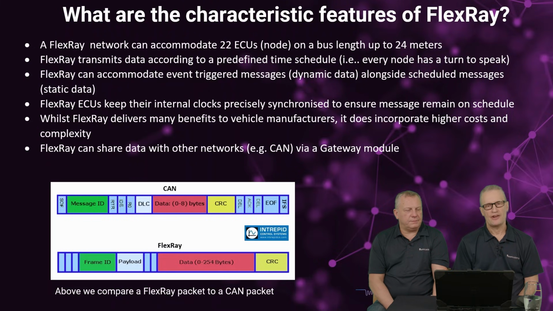FlexRay can share data with other networks, of course. So if we wanted to get something from FlexRay over to CAN, we pass it through the gateway module, the translator, and it shares that information accordingly. And there we have a complete FlexRay packet to a CAN packet. Classic CAN, remember, 8 bytes maximum in the payload, whereas with FlexRay, 254 bytes of data in one packet. That's enough data to be going on with, I would have thought, but there are systems out there that require this level of bandwidth, of this level of data.